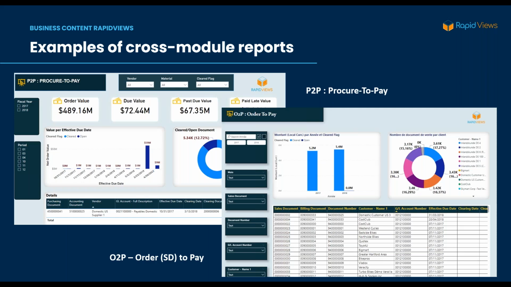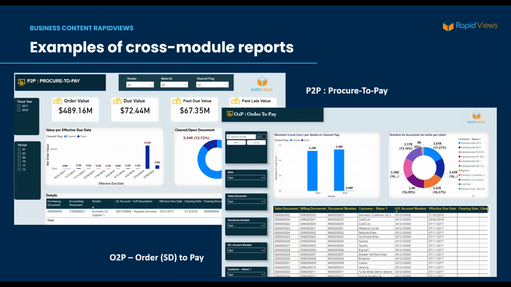Just here to show two reports. In this case, I think it's Microsoft Power BI reports, samples of cross-module reports, procure to pay, orders to pay. Alexandre, this is typically where we mixed sales information, and yes.